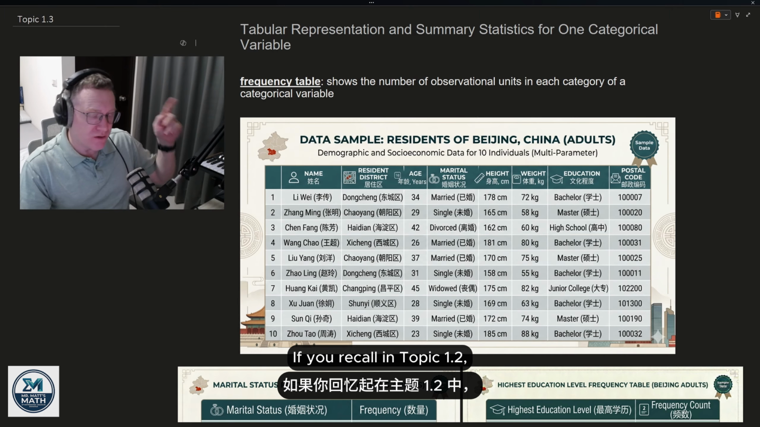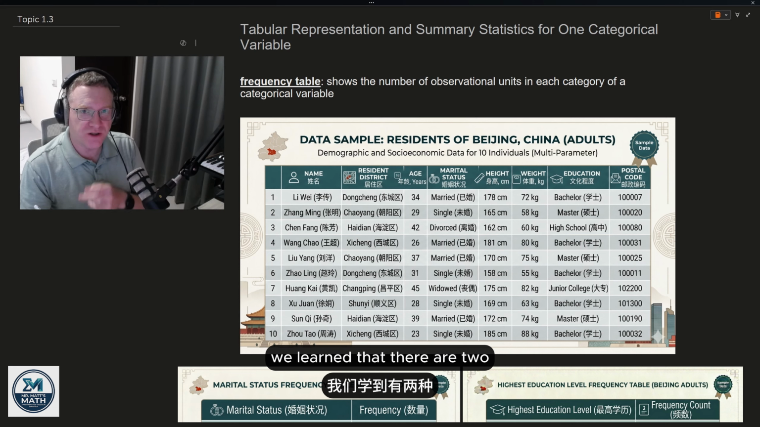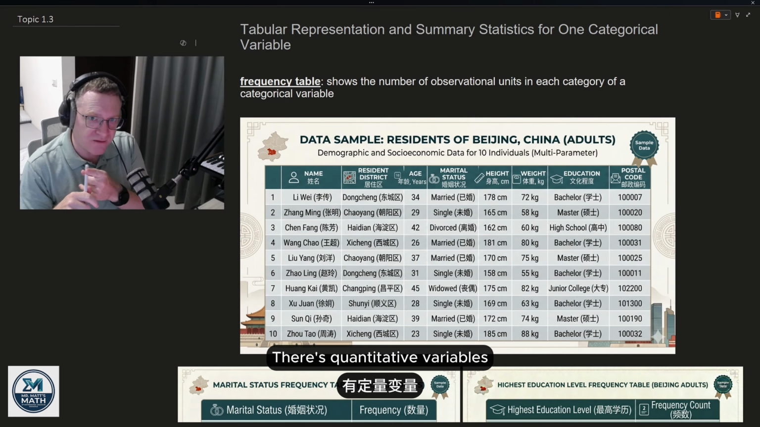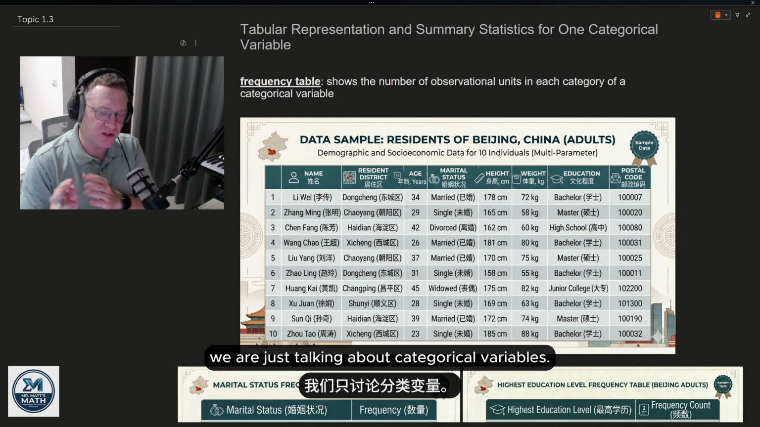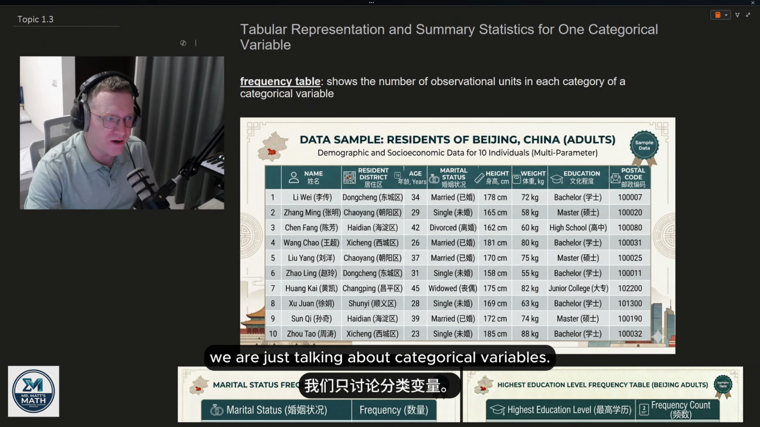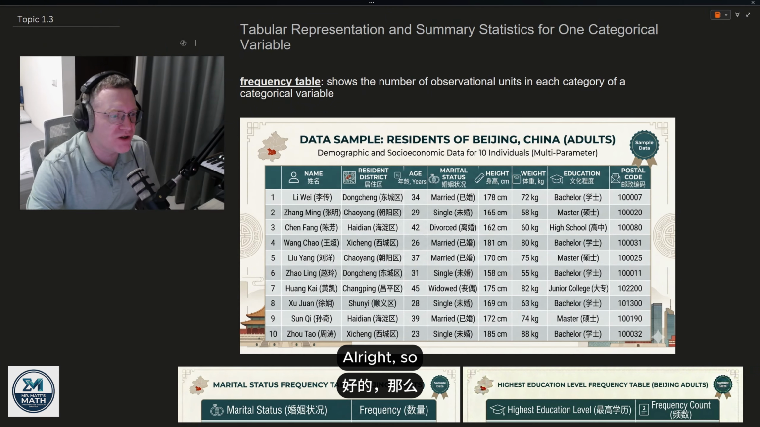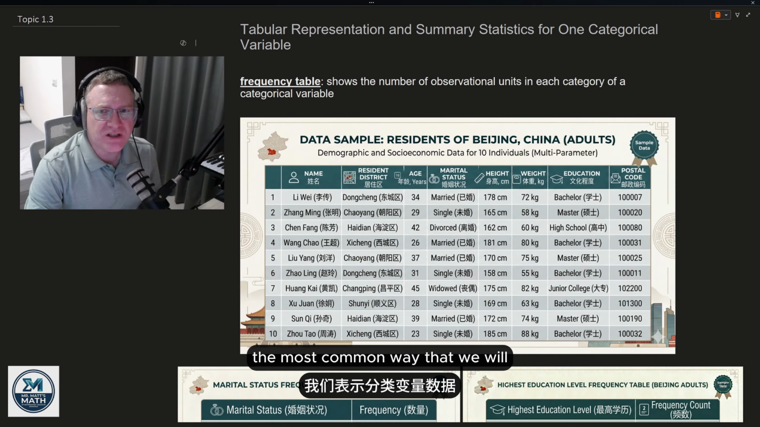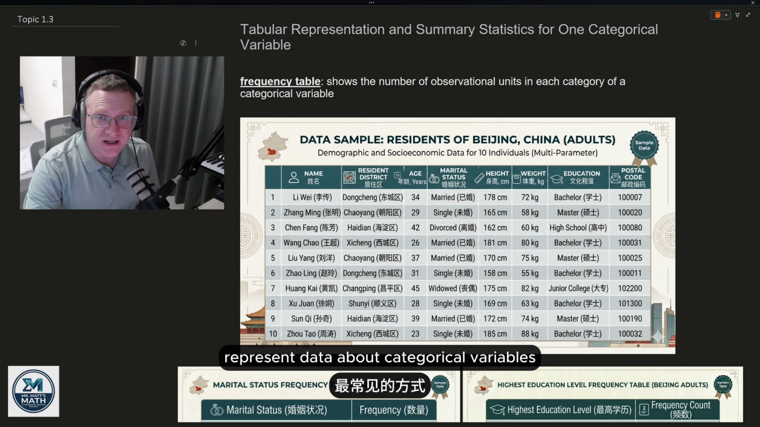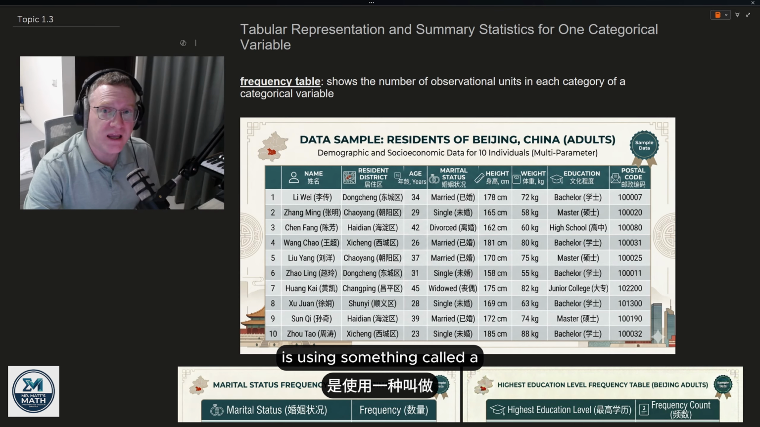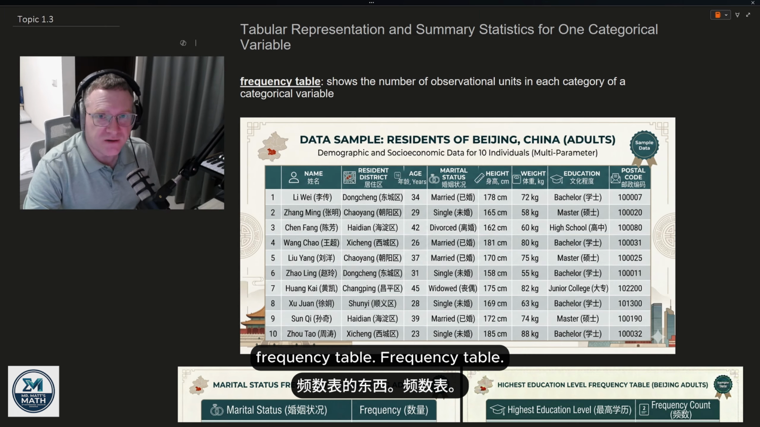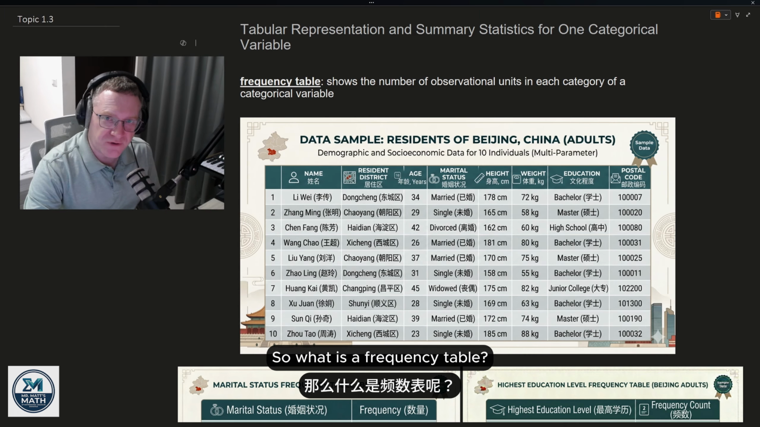If you recall, in topic 1.2, we learned that there are two major categories of variables. There's quantitative variables and there are categorical variables. So today we are just talking about categorical variables. All right, so the most common way that we will represent data about categorical variables is using something called a frequency table. So what is a frequency table?